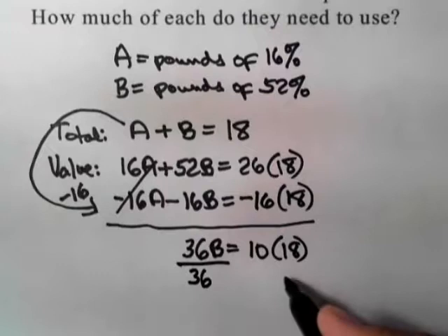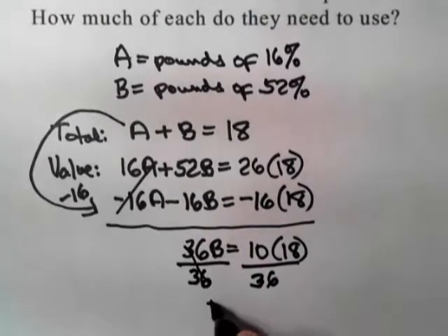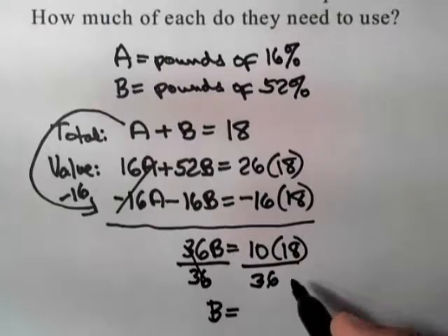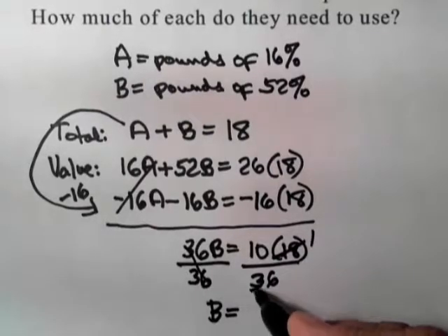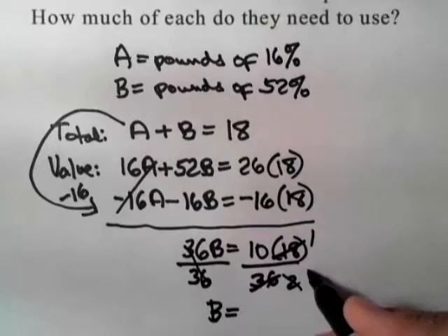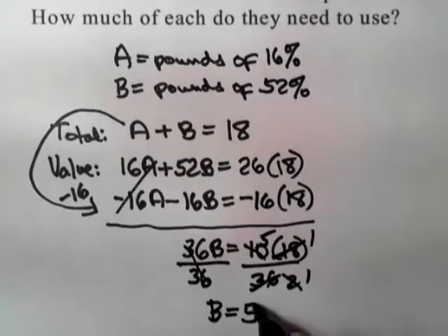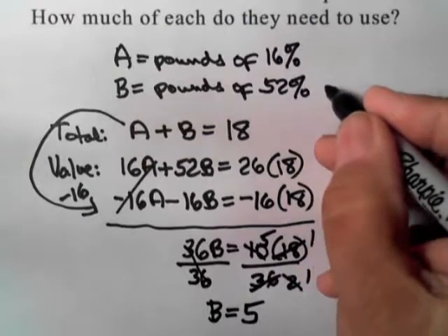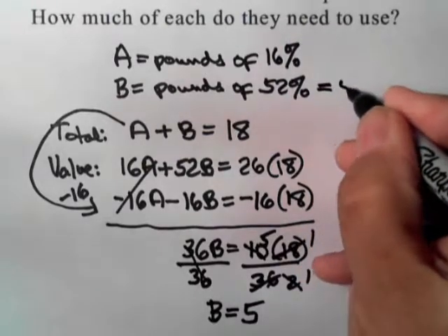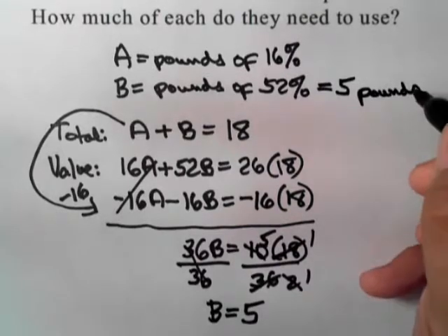Let's divide both sides by 36 to get the value of B. So B is going to equal, well, let's see, 18 goes once here, and the 36 it goes twice. Yeah, this is easy. 2 goes once here, and the 10 it goes 5. So B equals 5. Okay, going back up to where we labeled this, B equals 5 pounds, that we're going to want to have.